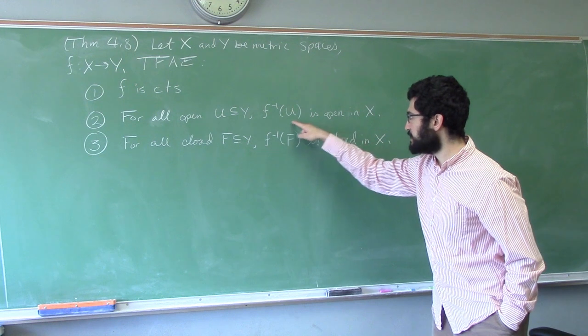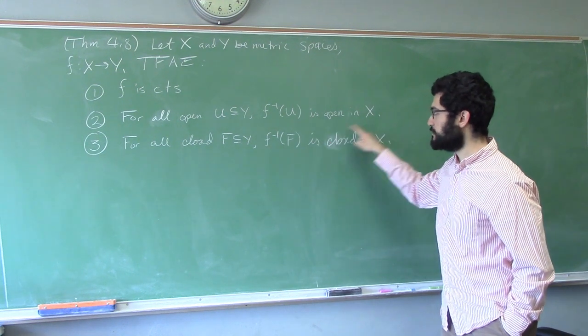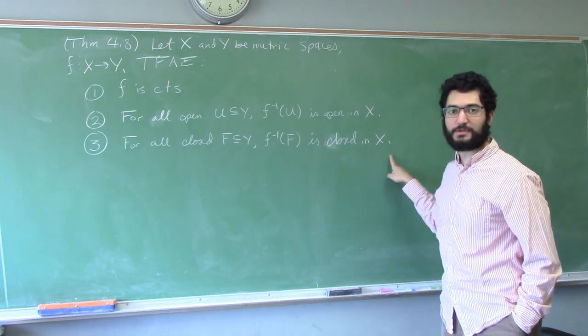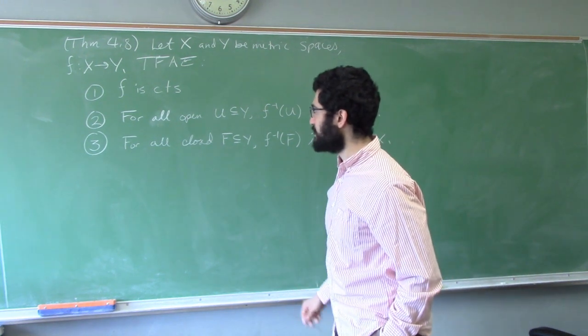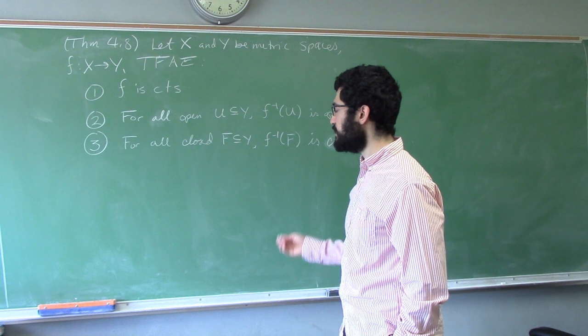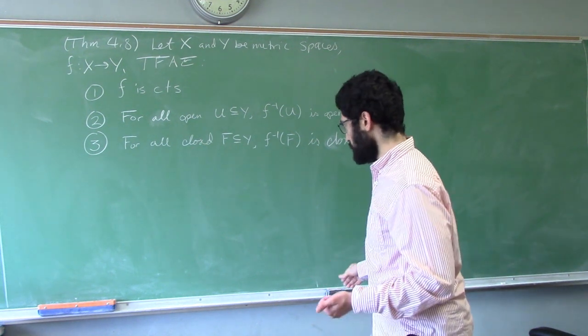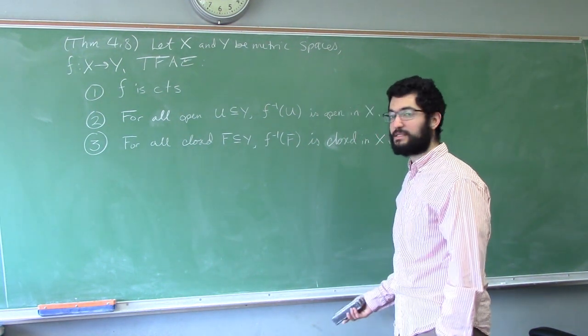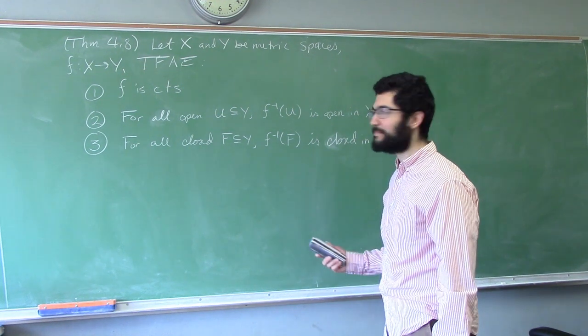The preimage of every open set is open. The preimage of every closed set is closed. So these are characterizations of continuity that use nothing but the notions of open and closed sets in the metric spaces X and Y.